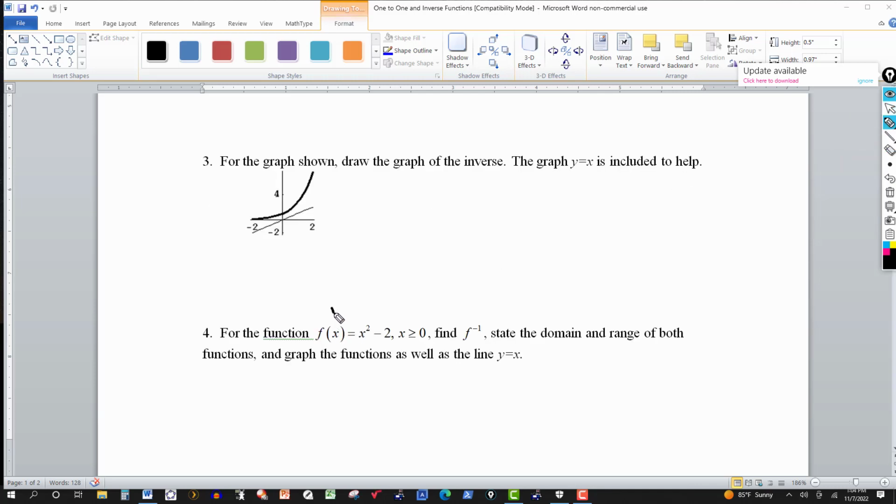Let's call this y, and we're going to interchange x and y. So this is going to be x. Where I have a y, I put an x, and where I have an x, I put a y. And then I just solve this for y. So let's add 2 to both sides. I get y squared is equal to x plus 2. I take the square root of both sides. And because the x is greater than or equal to 0, that means the y has to be positive here. So I only take the positive square root. The square root of y squared is y, and this will be the square root of x plus 2.